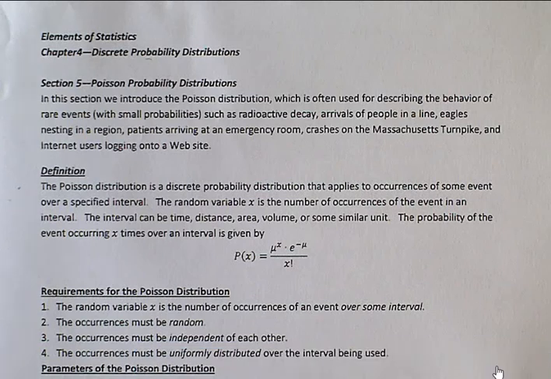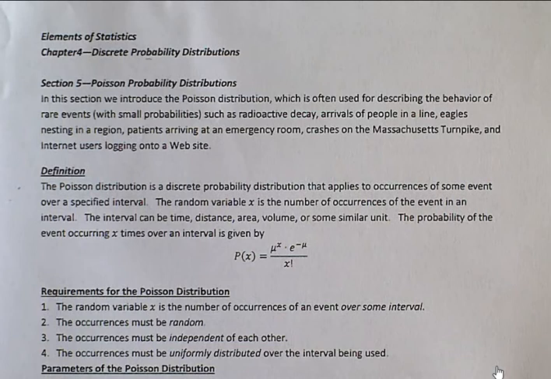Okay, this is the last section of this unit, and we're just going to do a little bit with it here, to look at another type of probability distribution called Poisson's. Okay, Poisson's probability distribution. This is the distribution often used for describing behavior of rare events with very small probabilities. They use radioactive decay, arrival of people in a line.